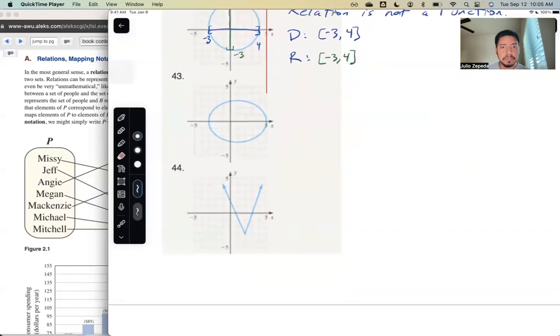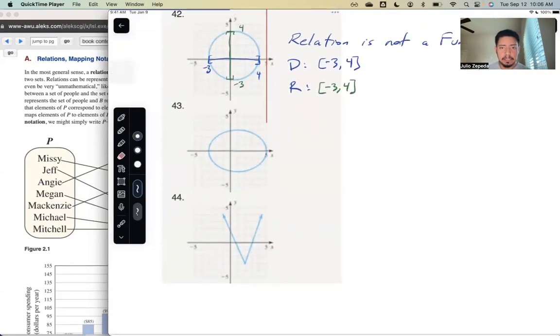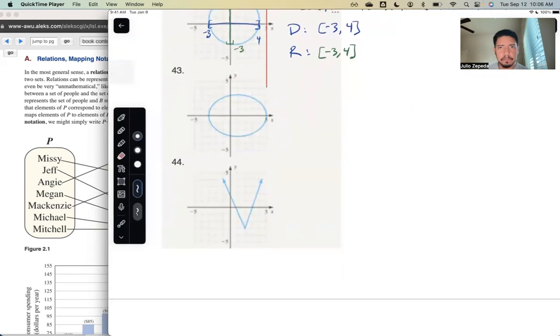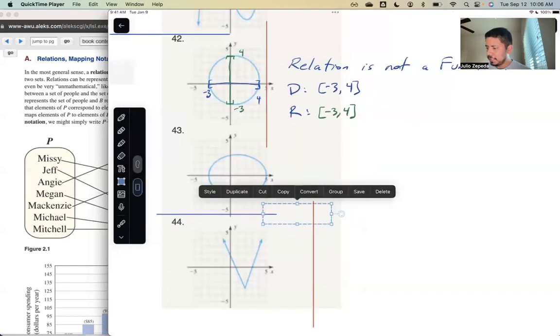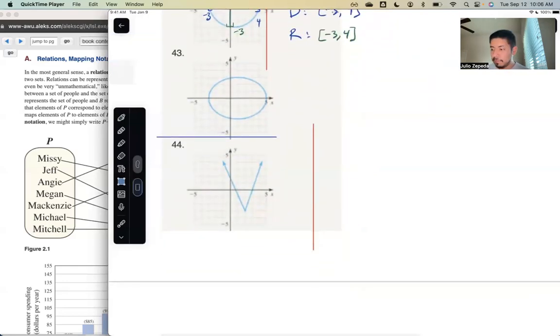Yeah, okay, we'll do one more example since we just gave that little way of thinking about it. All right, so let's take a look at the last one here, number 44. Is this a function? What do you think? Looks like it crosses at most one time, so this would be a function.